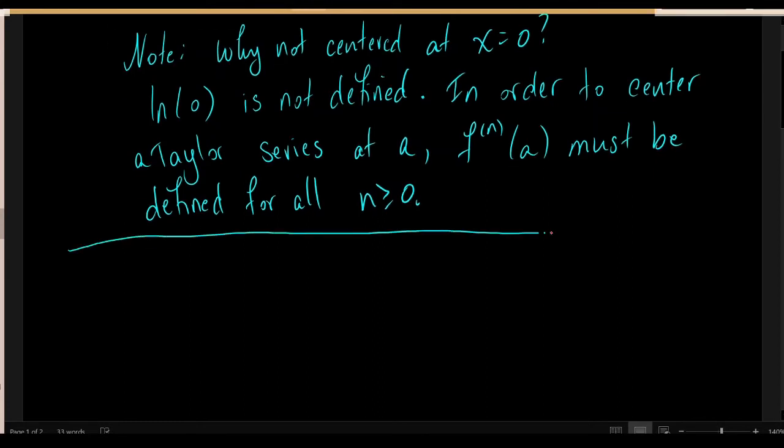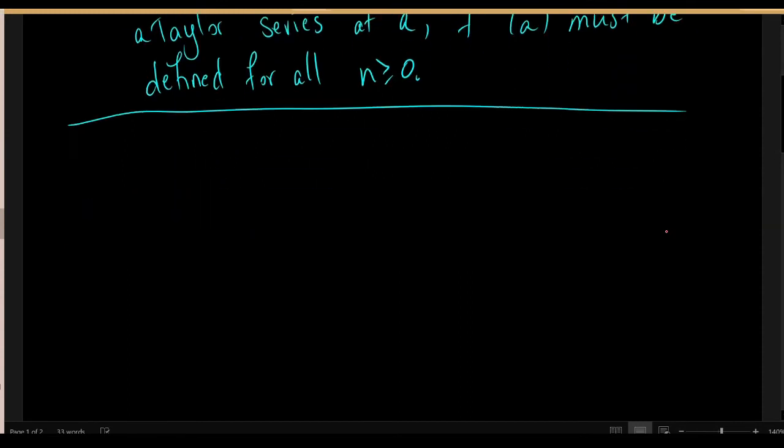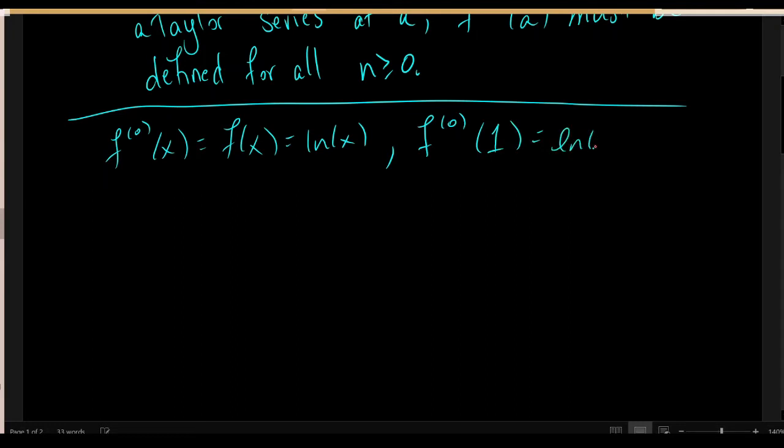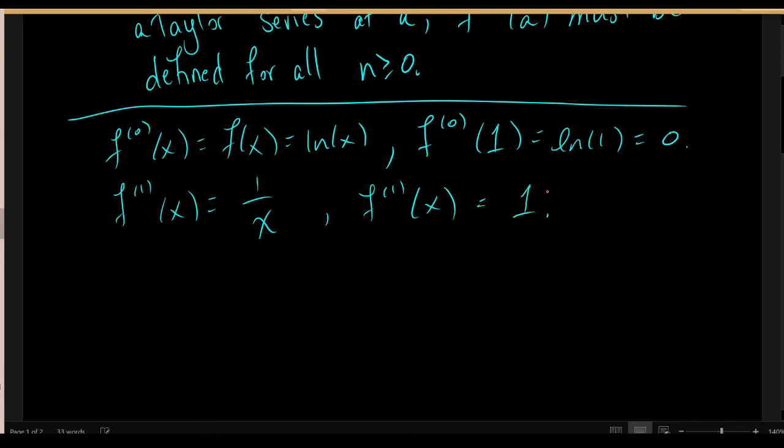Alright, as usual, let's start by calculating the derivatives of the function. The 0th derivative, the original function, is the natural log. And if I plug the center into that, if I plug 1 in this case into that function, I get the natural log of 1, which is equal to 0. Then the first derivative, which is 1 over x. And if I plug 1 into that, then I get 1 over 1, which is equal to positive 1.